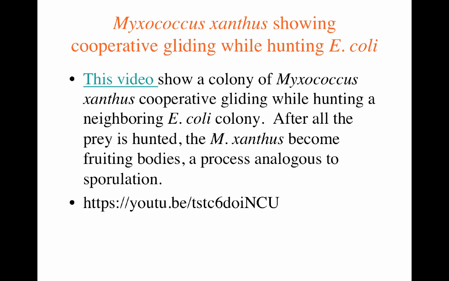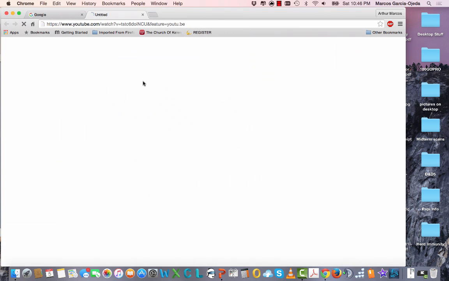Once they have destroyed all the E. coli and eaten them, and they ran out of food, they're going to activate a developmental program similar to sporulation, in which they're going to become fruiting bodies. And that's also going to be shown here. So here is the address of the movie, but I'm going to show you the video right now. It doesn't have any sound, but it has little tidbits of information that come up.